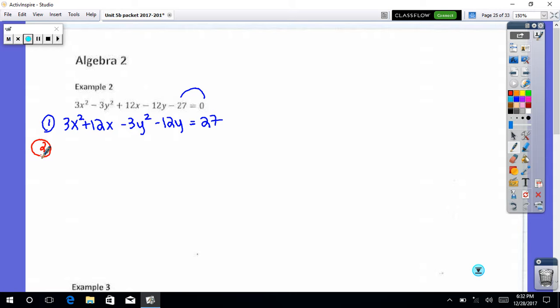Okay, look at the number hanging out with your squared variables, and that's the one that gets pulled out to the front. So when I divide him out, I'm left with an x squared plus 4x. When I pull that negative 3 out, I'm left with a y squared minus 4y. And of course my 27 is still sitting there waiting.